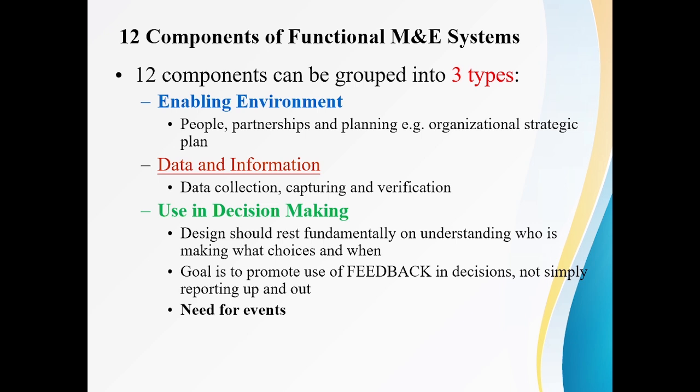Designs should rest fundamentally on understanding who is making what choices and when. The goal is to promote the use of feedback in decisions, not simply reporting up and out. After you've collected your M&E data and analyzed it, how do you intend to use it? This is what we are looking at when we say use in decision making, and we use it to make our decisions. So those are the 3 different types of a functional M&E system, which are categorized into the 12 components of an M&E system.